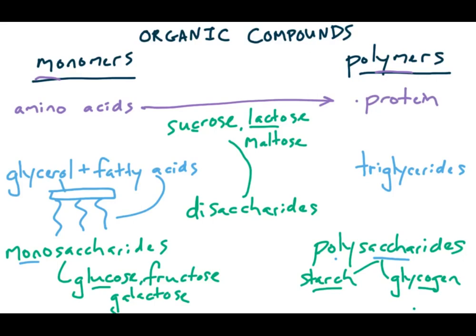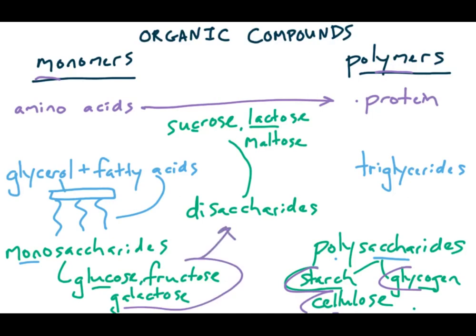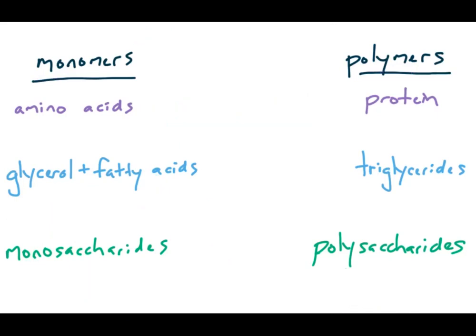Another major polysaccharide that I'd like you to know is cellulose. I apologize for the busyness, but again, the polysaccharides are starch, glycogen, and cellulose. And so you can combine these monosaccharides to make disaccharides, and you can combine disaccharides with monosaccharides to get your polysaccharides. So let's clean this up and take a look at how these terms relate.